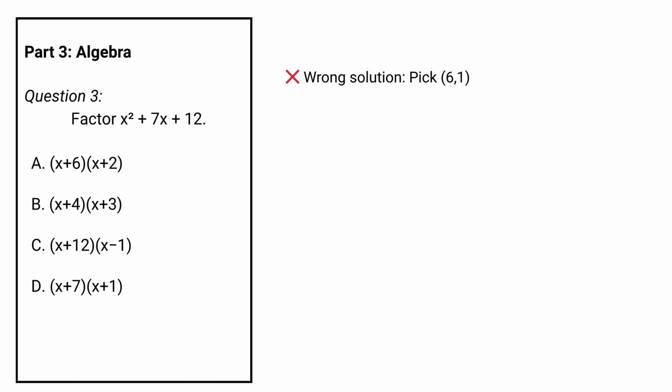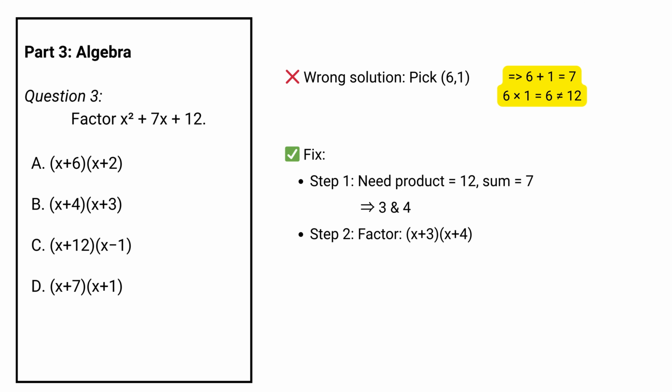A wrong approach is to pick 6 and 1 because they add to 7, but 6 times 1 is only 6, not 12. Correct explanation. Step 1. We need two numbers that multiply to 12 and add to 7. That pair is 3 and 4. Step 2. Rewrite the quadratic as (x plus 3)(x plus 4). Step 3. Double check with FOIL. x squared plus 7x plus 12. Perfect. The correct answer is B.